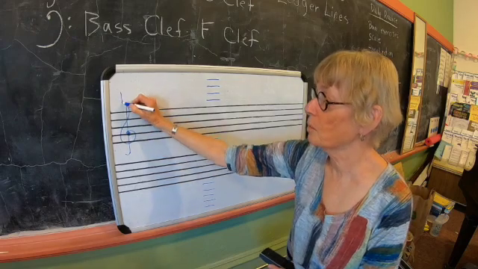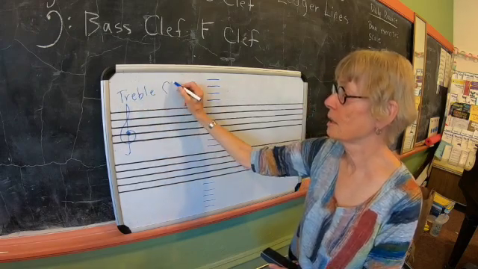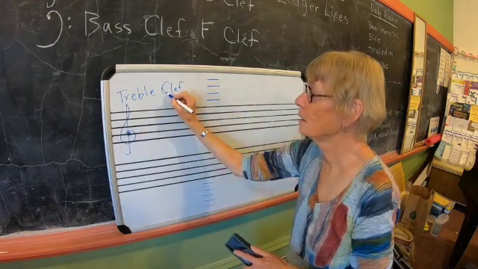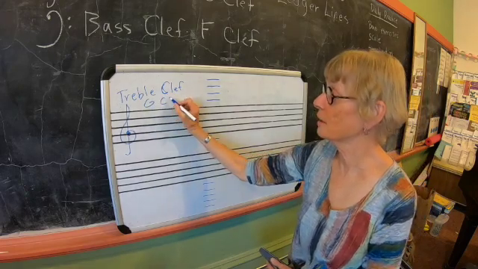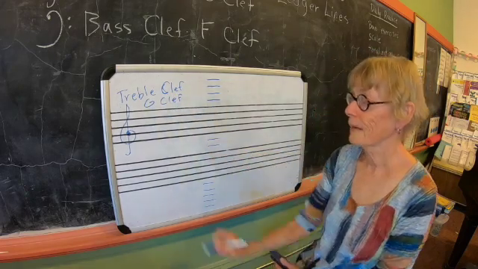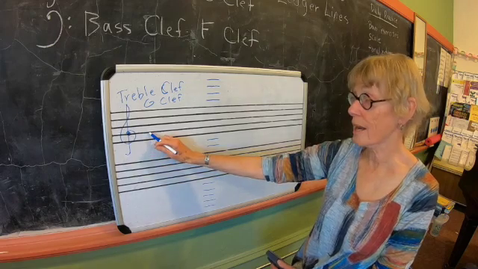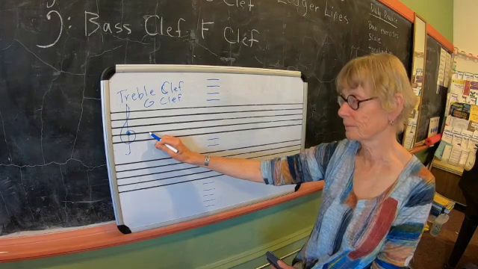This is called treble clef. Write that down. Treble clef is also the G clef. That's a G, that's why it's called the G clef. It's always a G. It happens to be the G above middle C on the piano.